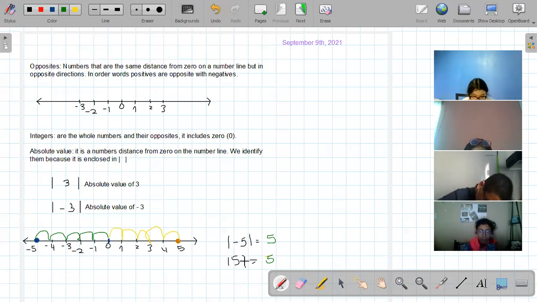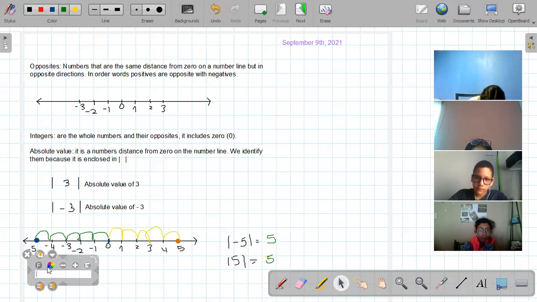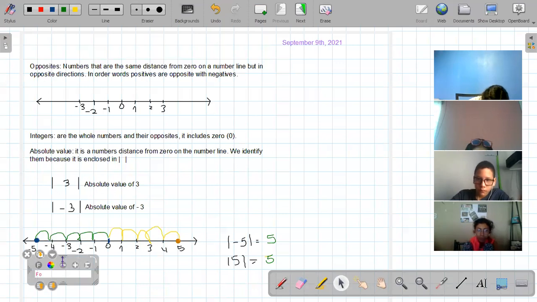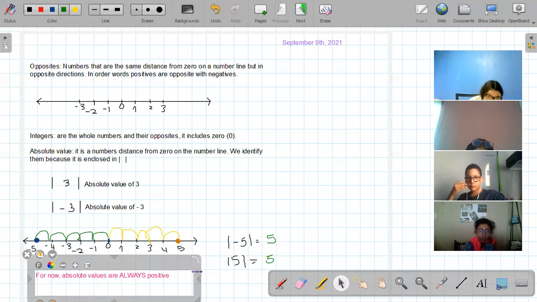So in other words, we can say for right now, and pay attention to this, for right now, absolute values are always positive. And this is for right now, okay? I'm going to place it in pink. For now, absolute values are always positive. And this is important, the for right now part, okay?